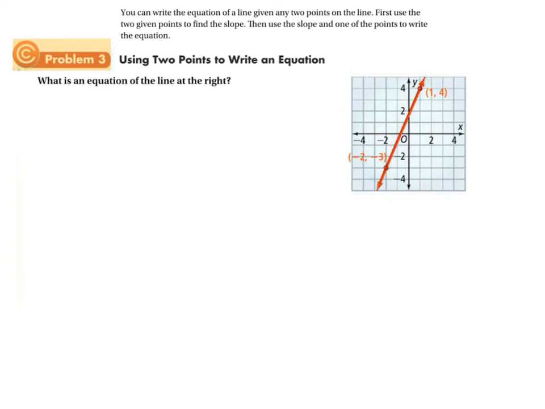Okay, so up at the top here, you notice that it says we can write an equation of a line given any 2 points, but first we're going to use the 2 points to find the slope, and then we will use one of the points in order to write the equation in point slope form. So let's say this point on the top here is point number 1, so we've got x1 and y1, and here we've got x2 and y2.